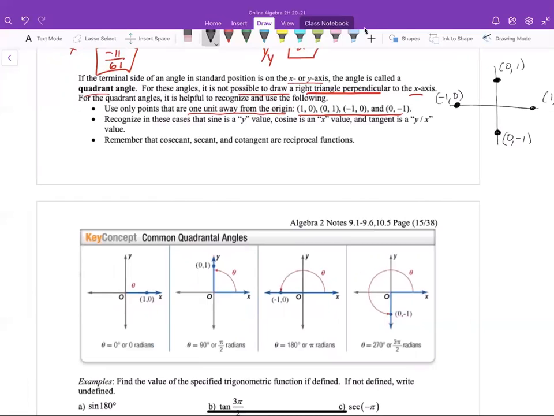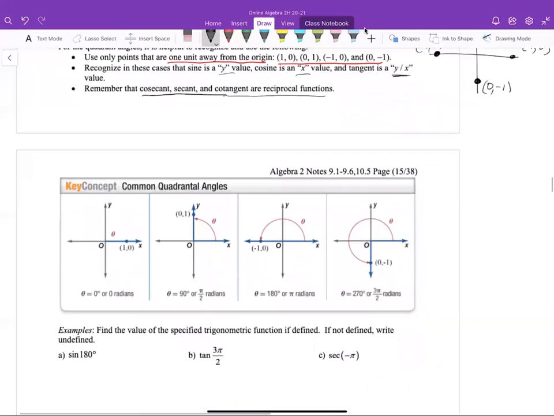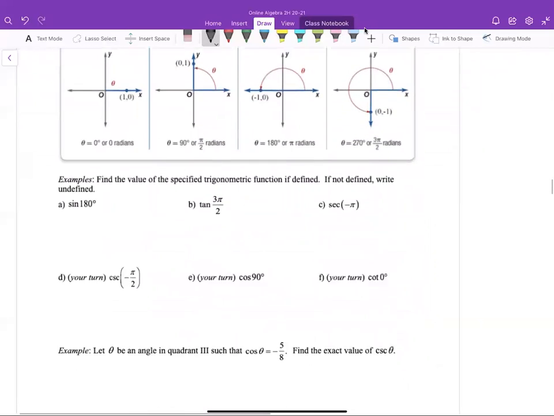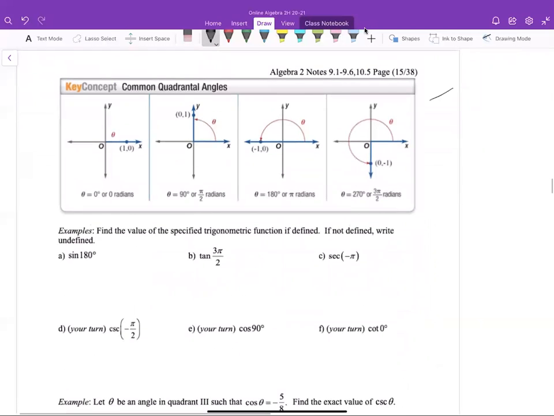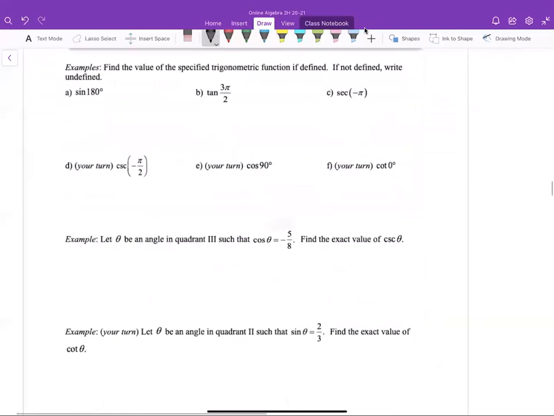And then we can recognize that sine is a y value, cosine is an x value, and tangent is y over x, and use the same approach that we did before. And then, of course, remember the fact that cosecant, secant, cotangent are reciprocal functions for sine, cosine, and tangent. So this just repeats what we just did. And then I will do some problems.